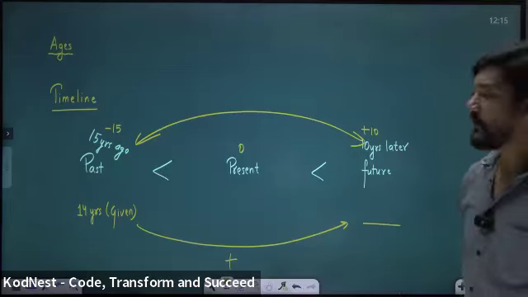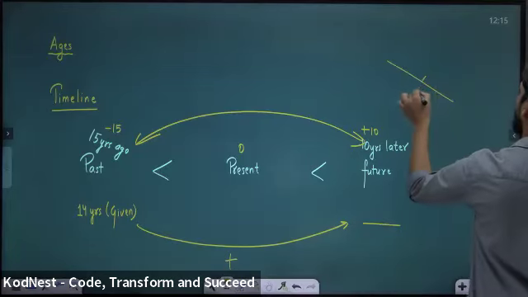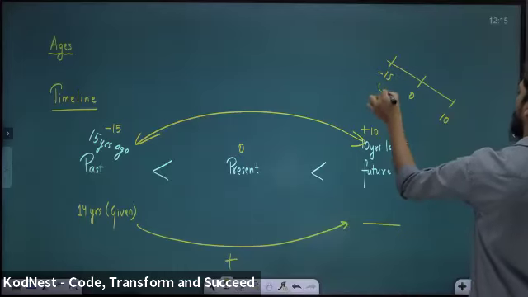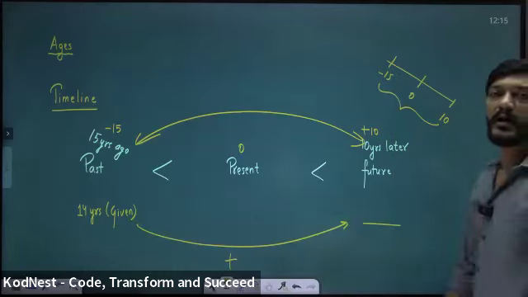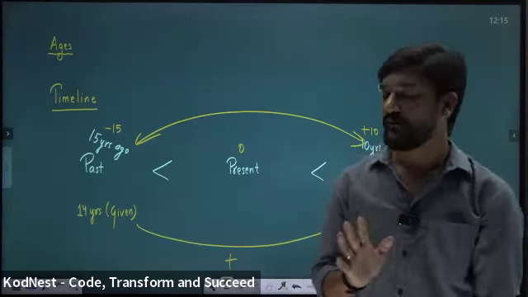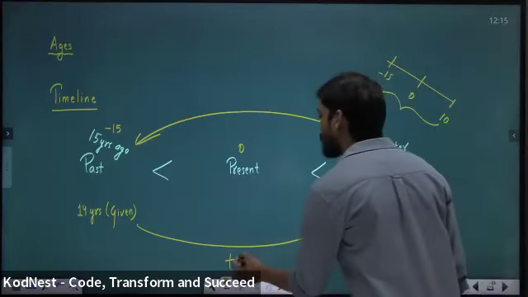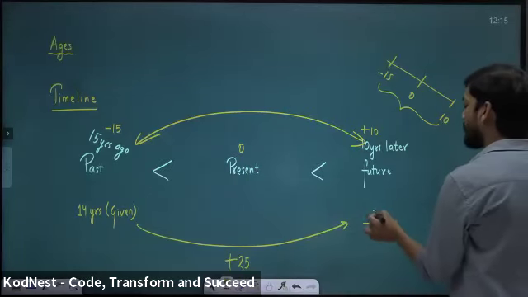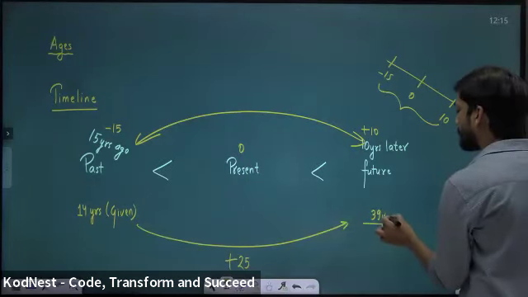How much difference is there? Think on a number line. This is 0. This is 10. This is minus 15. How much difference is this? How much gap is this? 25. 25 is the gap. So 25 should be added. So 14 plus 25, 39 years you will get.